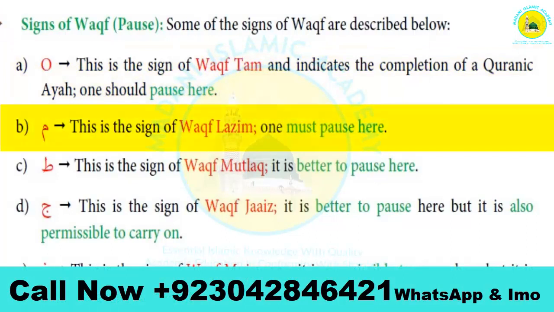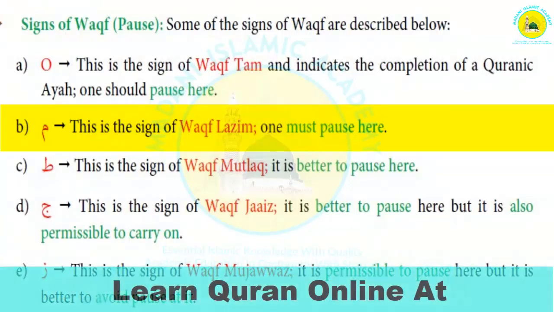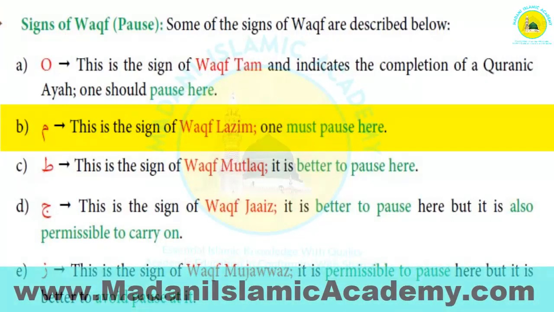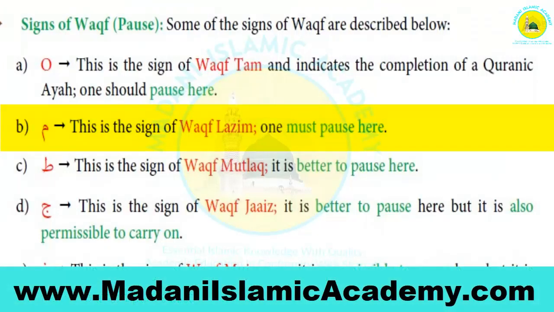Then the meem, this means waqf lazim. One must pause here. So whenever you are reading the Quran, sometimes on top of the verse there is a circle where it represents the ayat. It is sometimes on top of the verse as well. And we'll get some examples inshallah. But if you can learn these words, waqf lazim, so you must pause here.